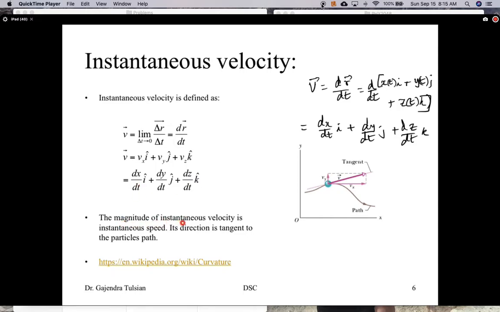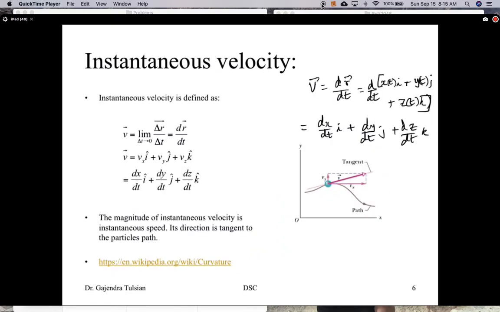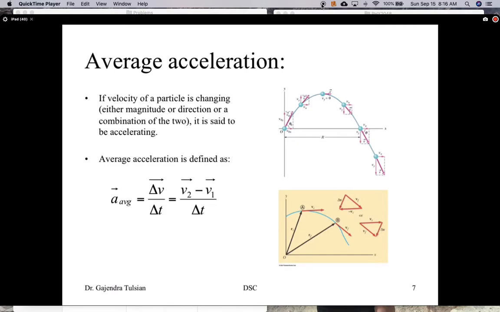It turns out that the magnitude of the instantaneous velocity is the instantaneous speed. You might want to go to this Wikipedia site and look at curved trajectories and stuff like that, and it'll tell you about the curvature of a trajectory.